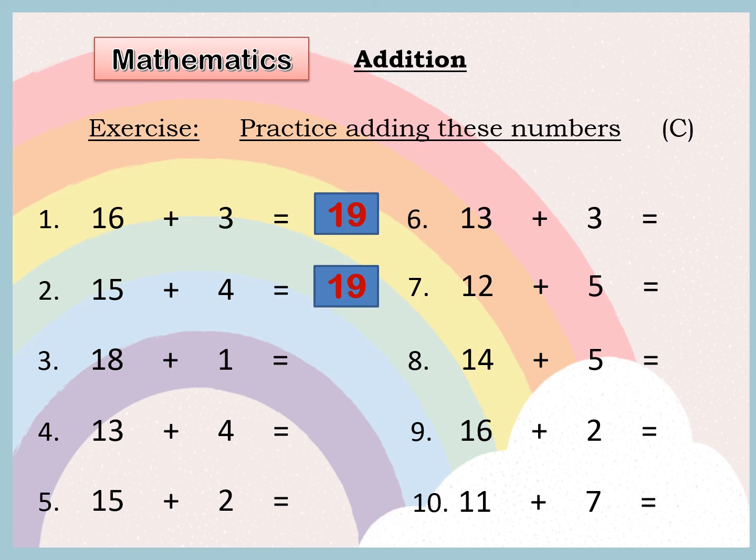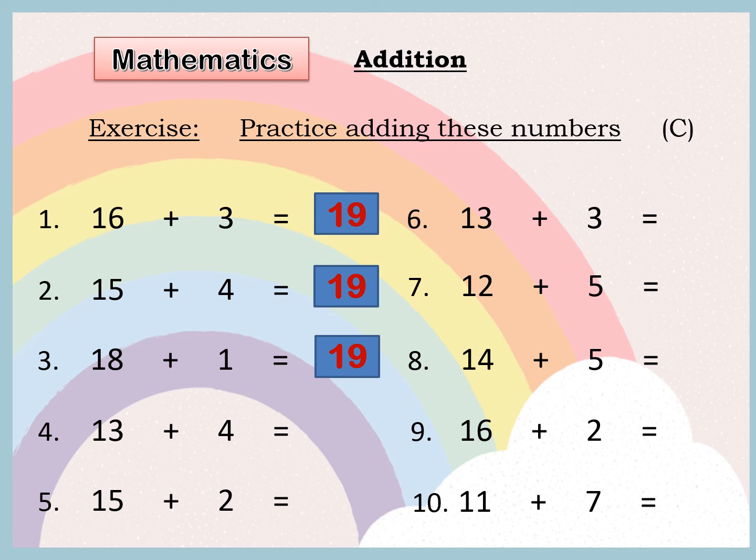Yes, 19. Now 18 plus 1, which digit is bigger? 18. And then count 1. Add 1. 18 plus 1 is 18, 19. Yes, it's very easy. The answer is 19. Next, number 4, we have 13 plus 4.